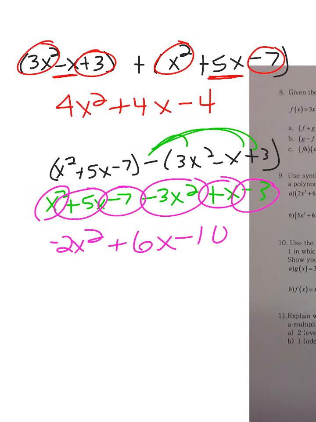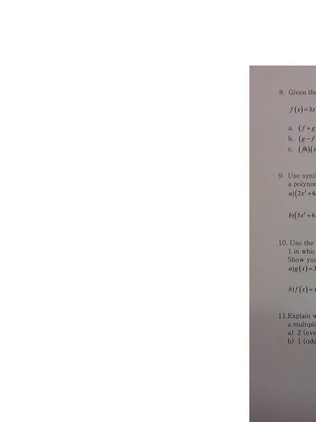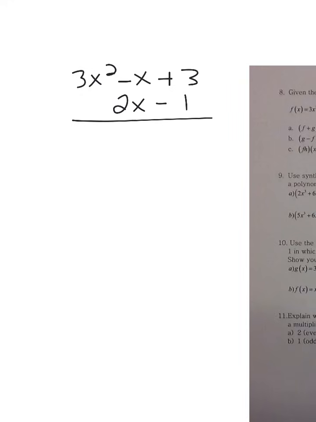And then the last one we want to multiply. So we are multiplying 3x squared minus x plus 3, multiplying that by 2x minus 1. So I have negative 1 times 3 is negative 3. Negative 1 times negative x is positive x. Negative 1 times 3x squared is negative 3x squared.